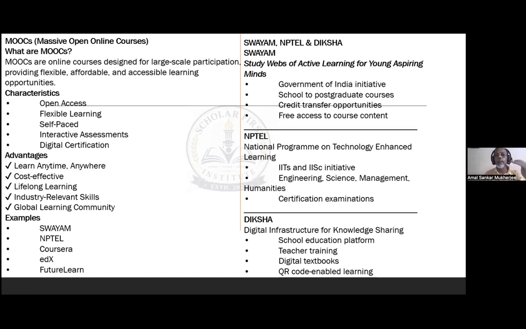First, start with SWAYAM. It is Study Webs of Active Learning for Young Aspiring Minds. What are the features of SWAYAM? It is a Government of India initiative. School to postgraduate courses are all available. Credit transfer opportunities are there. Free access to the course content. These are the features of the SWAYAM courses.